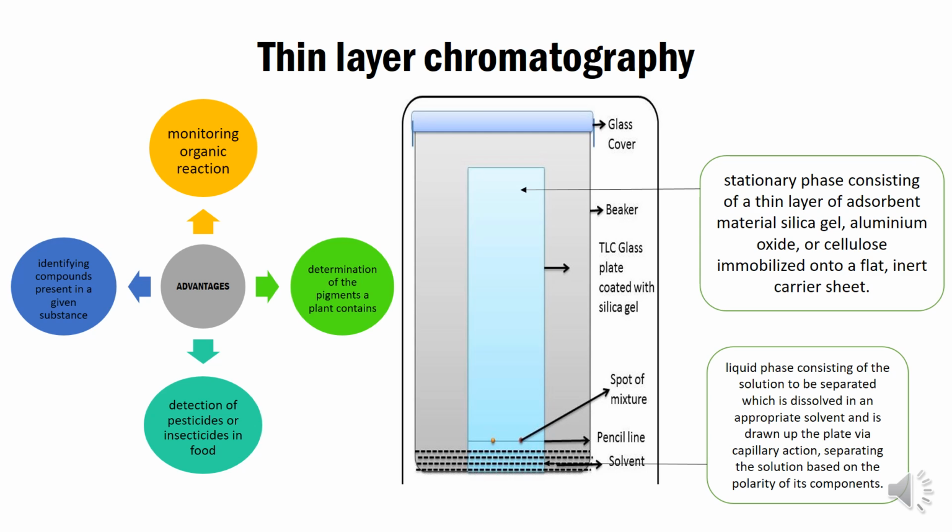The stationary phase consists of a thin layer of absorbent material, silica gel, aluminium oxide or cellulose, immobilized onto a flat inert carrier sheet. The liquid phase consists of the solution to be separated, dissolved in an appropriate solvent, and is drawn up the plate via capillary action, separating the solution based on the polarity of each component.